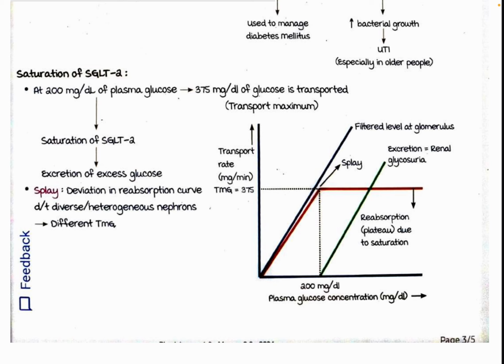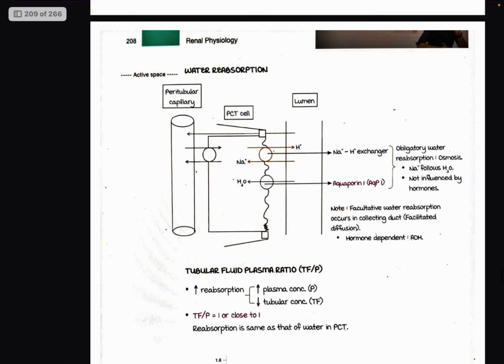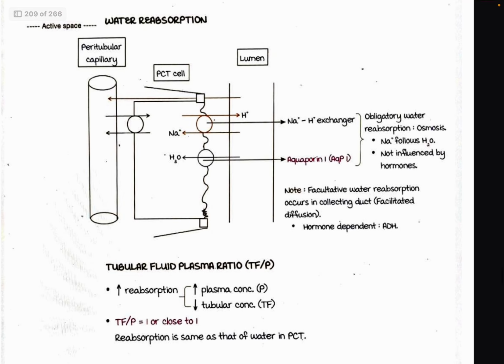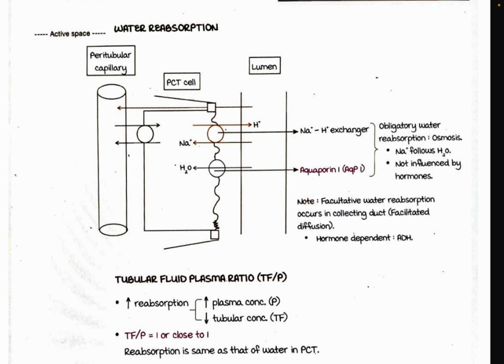Transport rate, TMG, the maximum glucose transport, is 375, and this is the plasma glucose concentration. So splay means it can absorb up to 375 and then plateaus due to saturation. Excretion will happen, renal glycosuria, above the filtered level at the glomerulus. We will continue with water reabsorption in the next video.